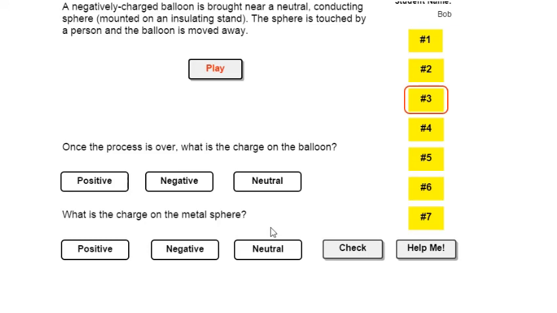conductors are. So for this first one, I'm going to do one of these questions just to show you how this whole thing works. So it says a negatively charged balloon is brought near a neutral conducting sphere. The sphere is mounted on an insulating stand. So again, it's very important you understand the difference between conducting materials and insulating materials. The sphere is then touched by a person and the balloon is moved away.